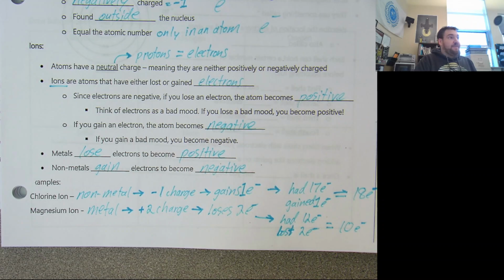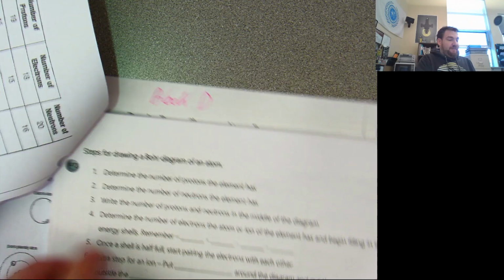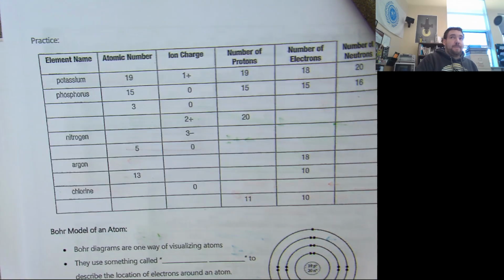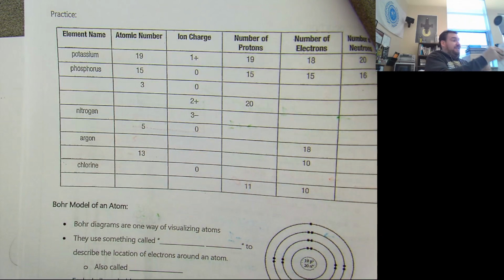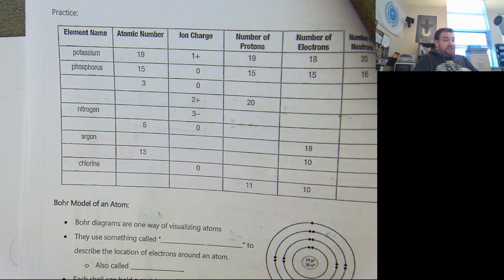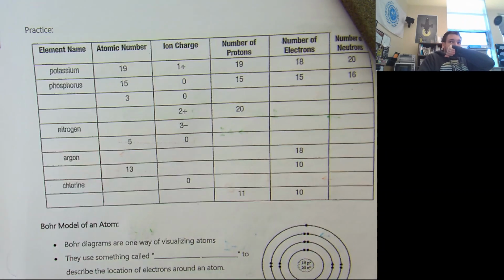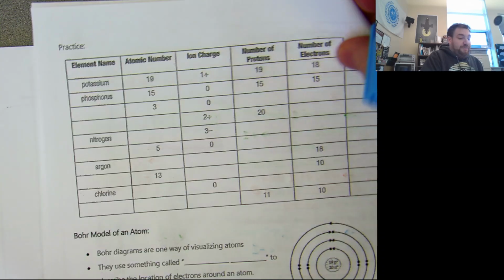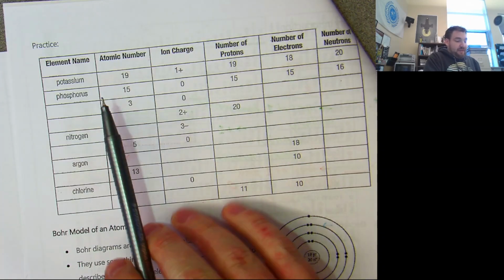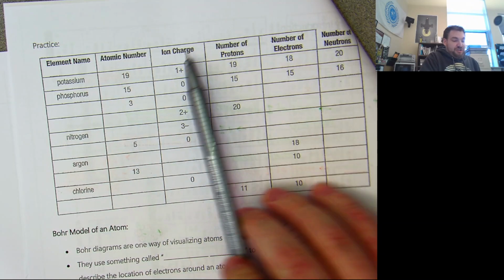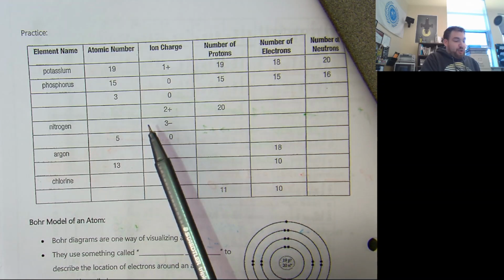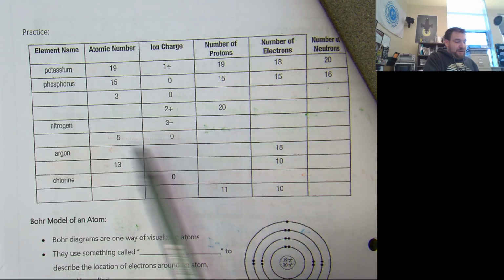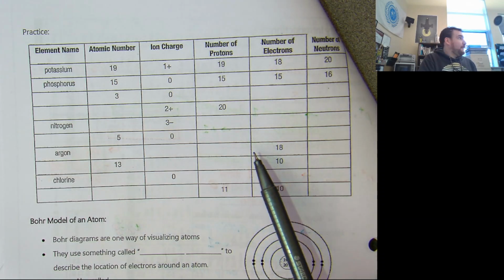Okay, when you're ready, flip the page. I want to give you 5 or 6 minutes. We'll see how long it takes you to do this table. I want you to practice using your periodic table, using the properties we just talked about. I want you to do a few. Each one of these has the element name, the atomic number, the ion charge, the number of protons, the number of electrons, the number of neutrons. Use the information that is present to fill in the information that is missing.